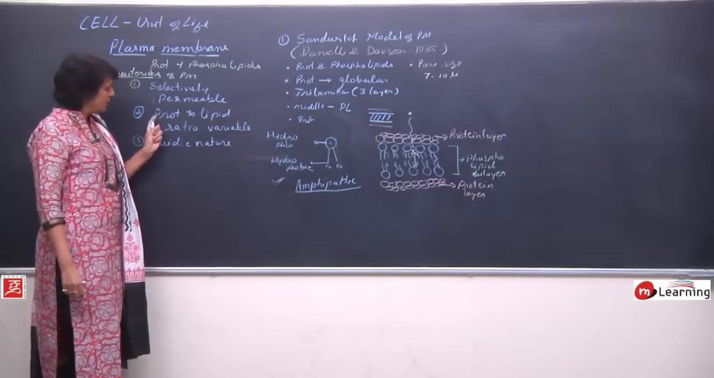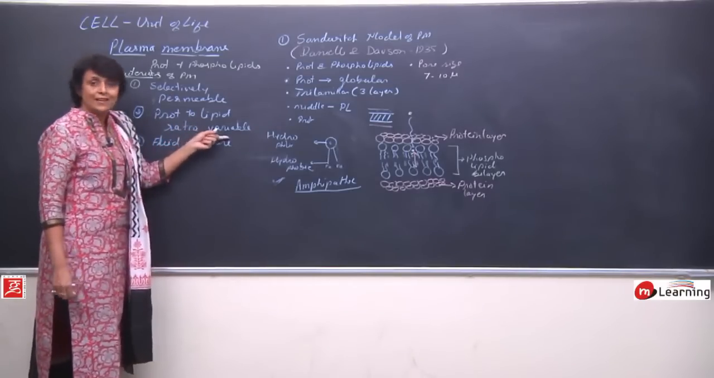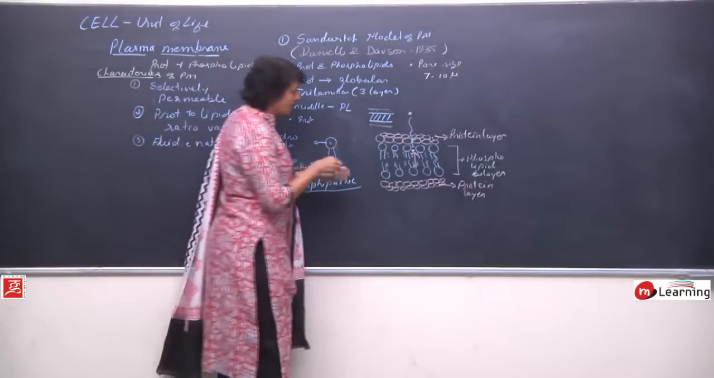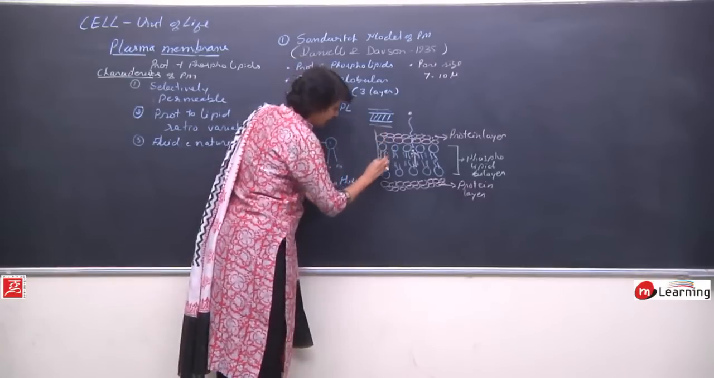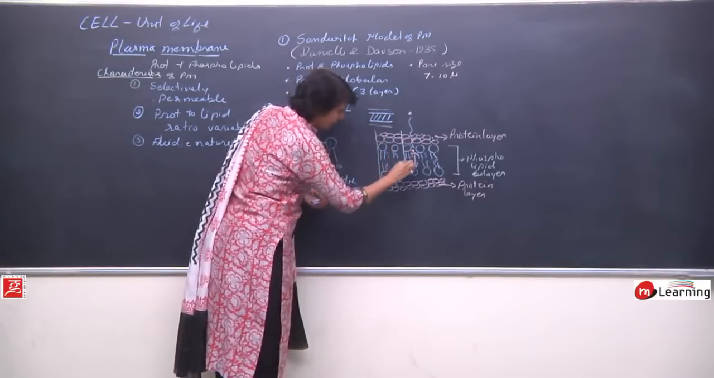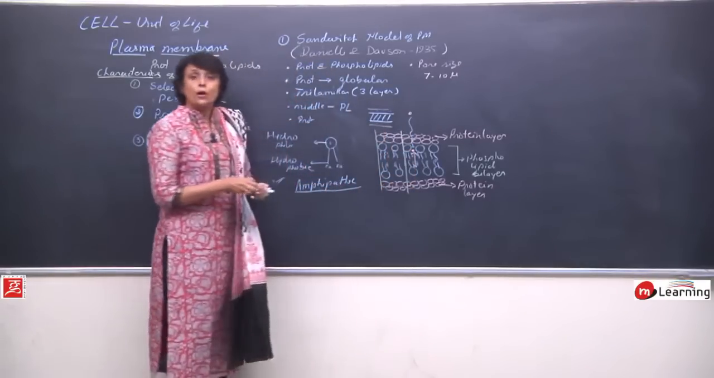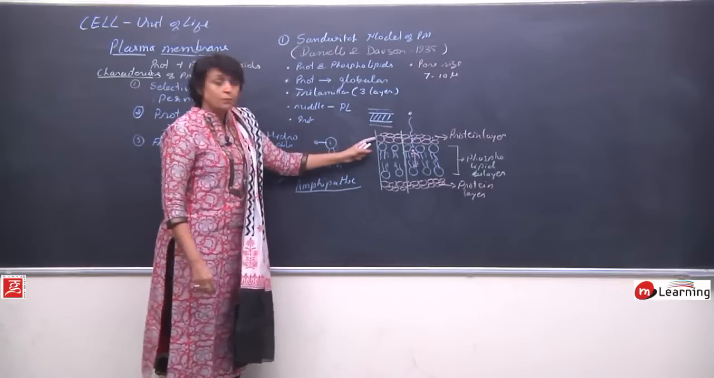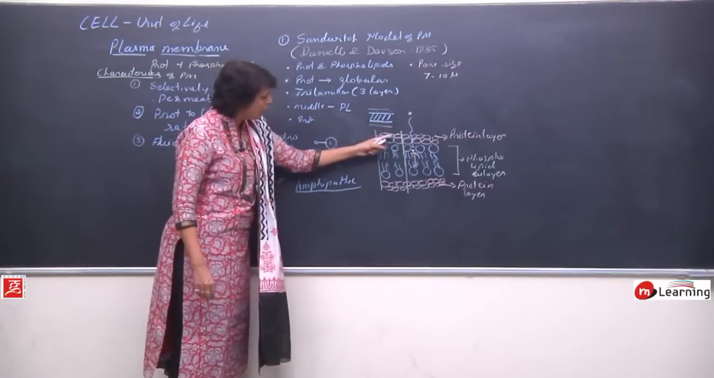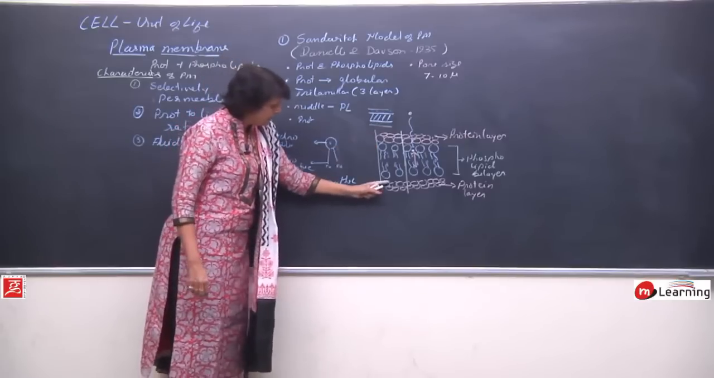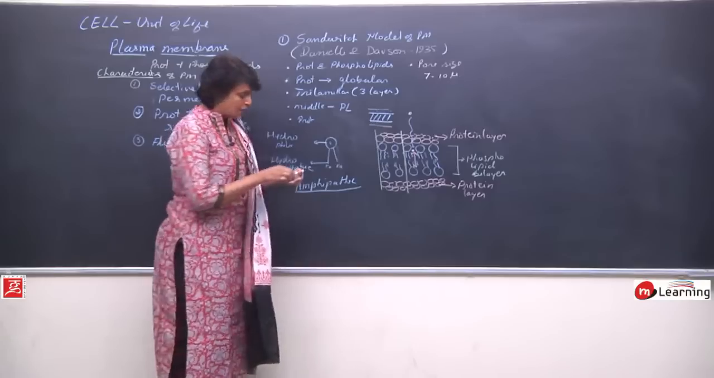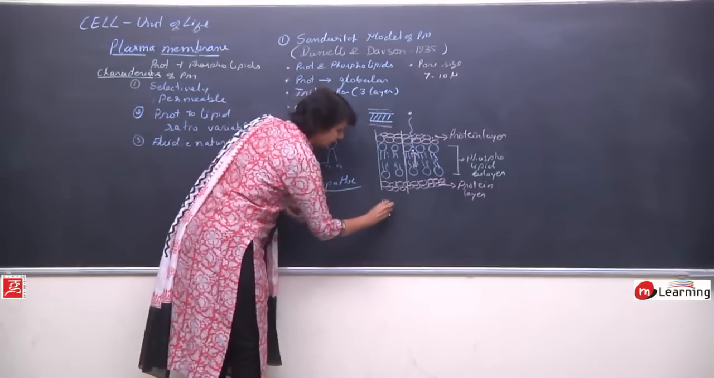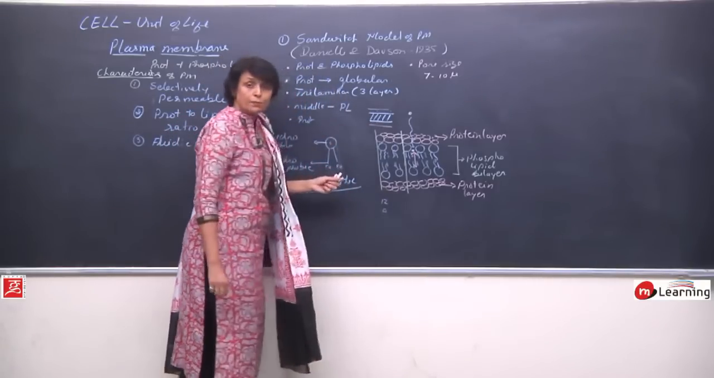The second point is that the protein lipid ratio is variable. You take the plasma membrane of any region. Suppose we talk about only this region, and let us count. This is only to understand the point. How many proteins are there? 1, 2, 3, 4, 5, 6, 7, 8, 9, 10, 11 and 12. So there are 12 proteins. And how many phospholipid molecules are here?